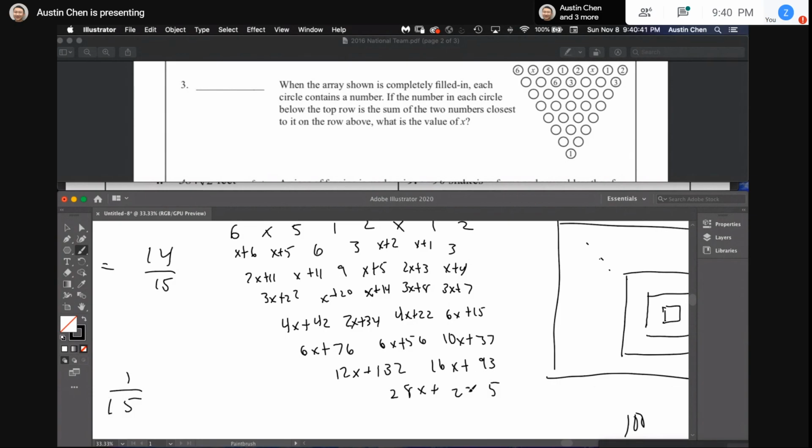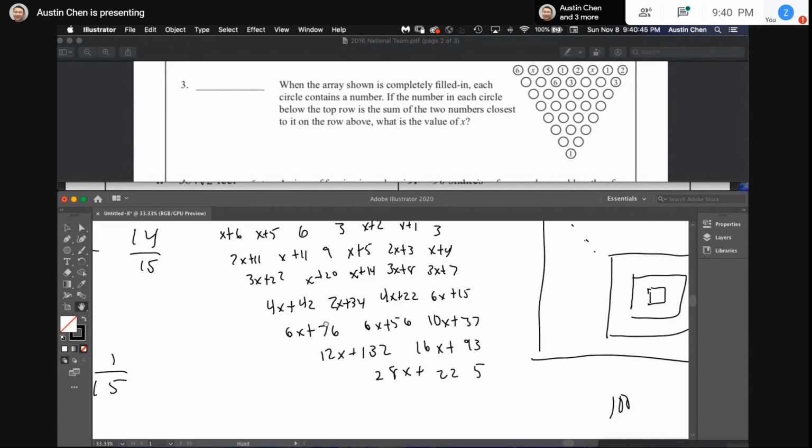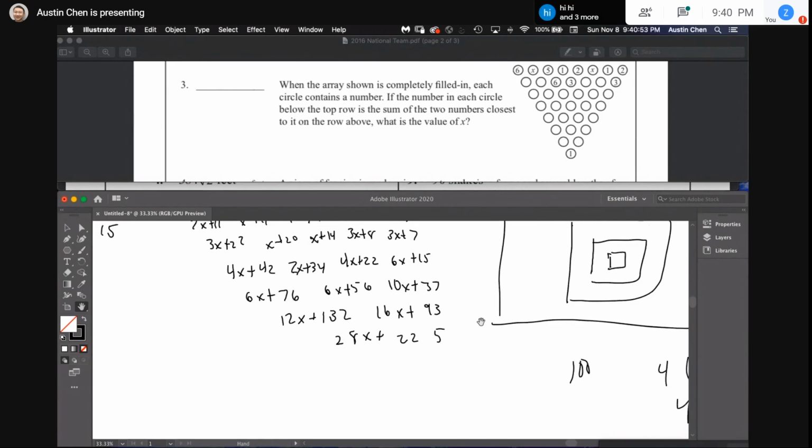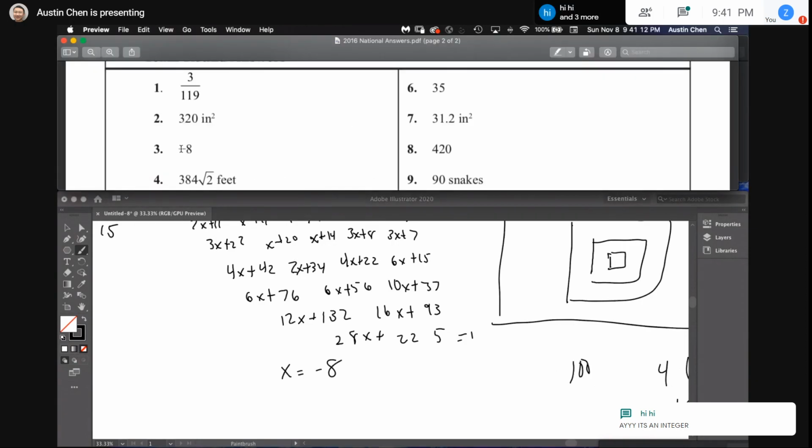All right. Okay, so I got at the very end 28x plus 225, and we're going to set this equal to 1. Let's see what we get. Okay, I got x equals -8. And yeah, that's the answer.